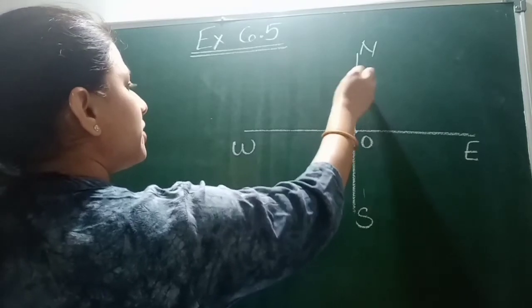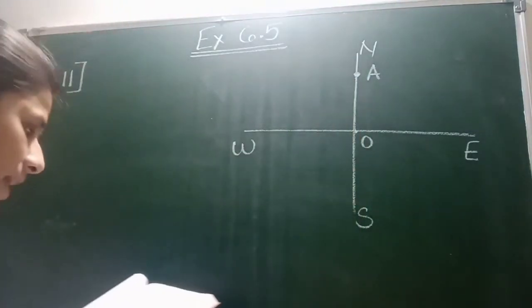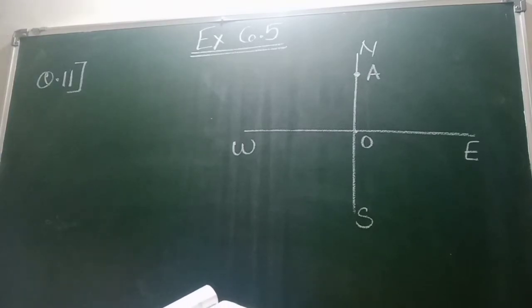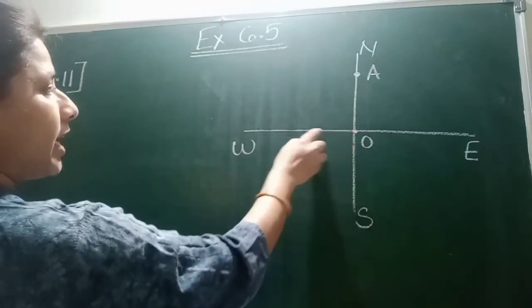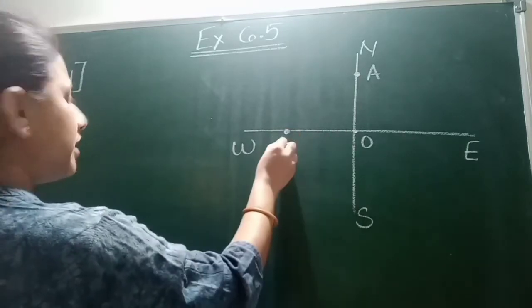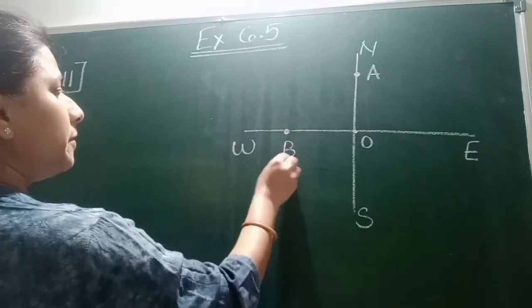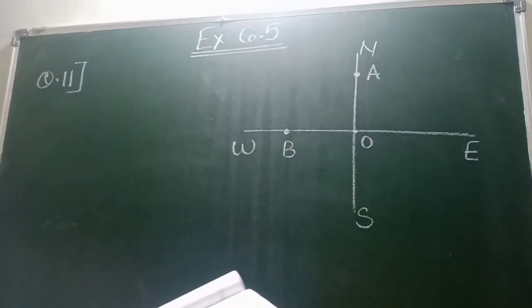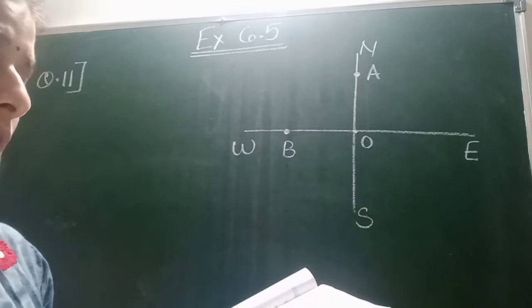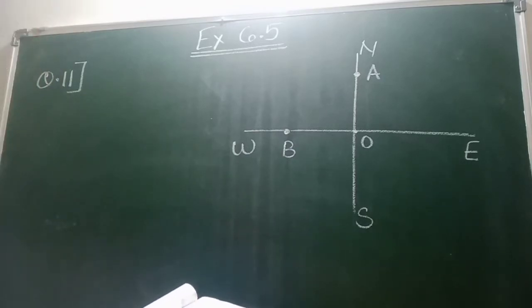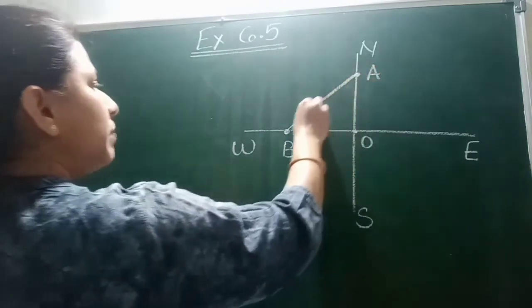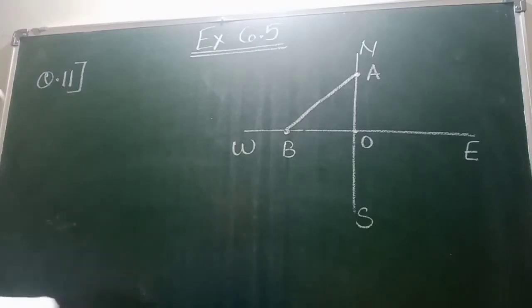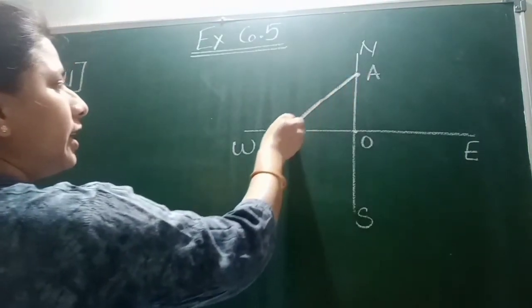Let's suppose it reaches point A, and at the same time another airplane leaves the same airport and flies due west. Now the second aeroplane is flying in the direction of west. Suppose it reaches point B. Then how far apart will the two planes be after 1.5 hours? After 1.5 hours, we have to find the distance between the positions of these two planes. So here we have to find the length AB.